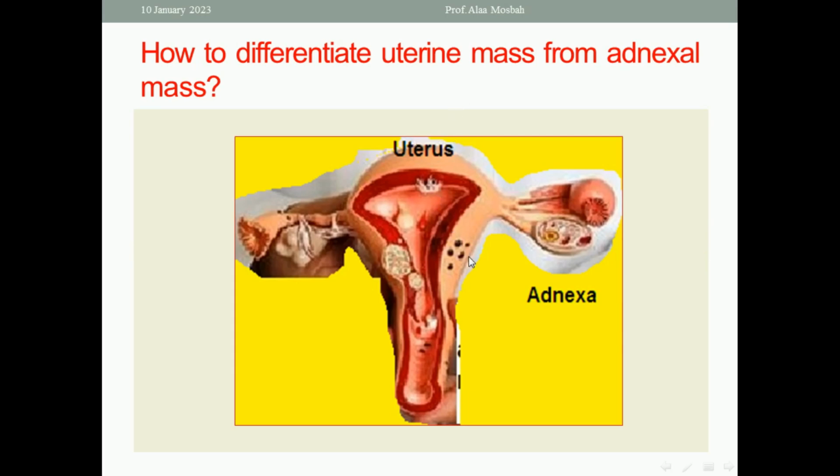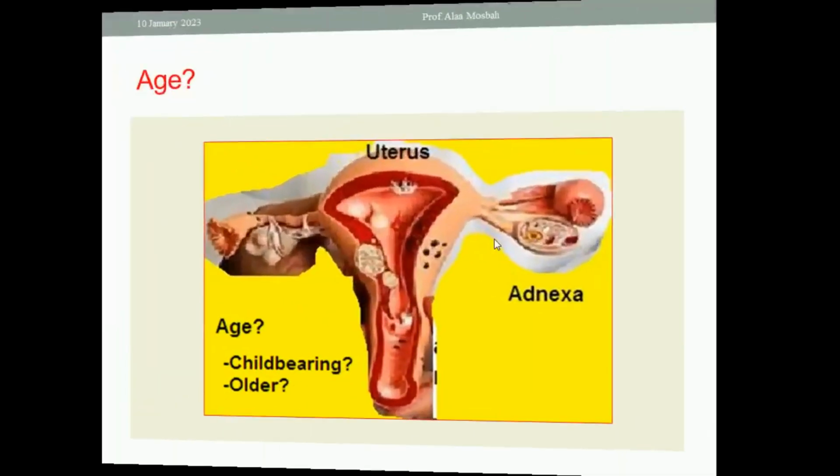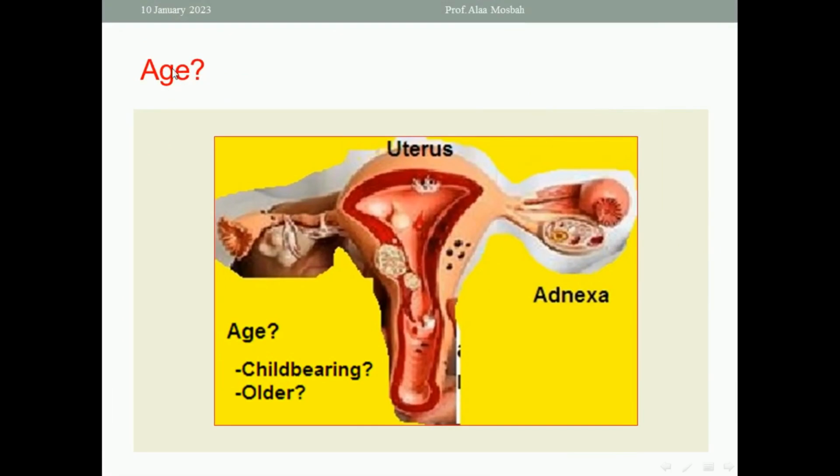This is a very important question, as I said. Let us try to differentiate from history, from abdominal examination, and from bimanual pelvic examination. From history, the age. The age of childbearing, as leiomyoma is a disease of childbearing age. And leiomyoma is a very common benign tumor in the uterus.